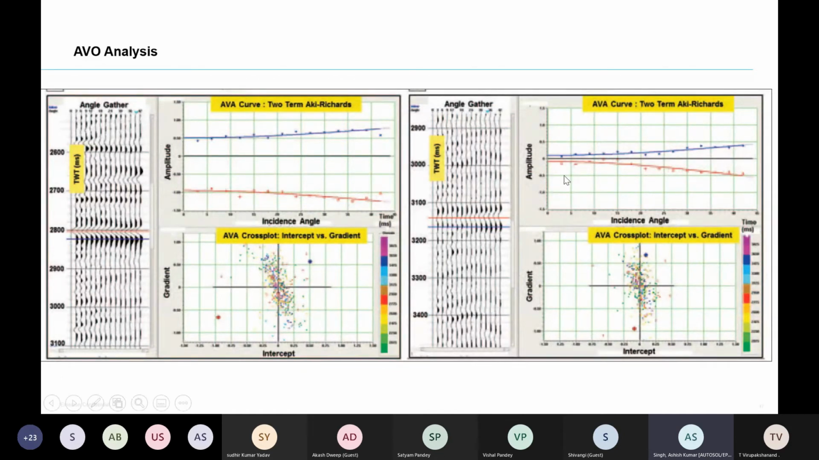So you can see this is amplitude, and basically this is intercept. It is very close to 0, so it is class 2 AVO. And here in class 3 AVO, your amplitude is very low, negative. So your intercept is negative, so it is class 3 AVO.